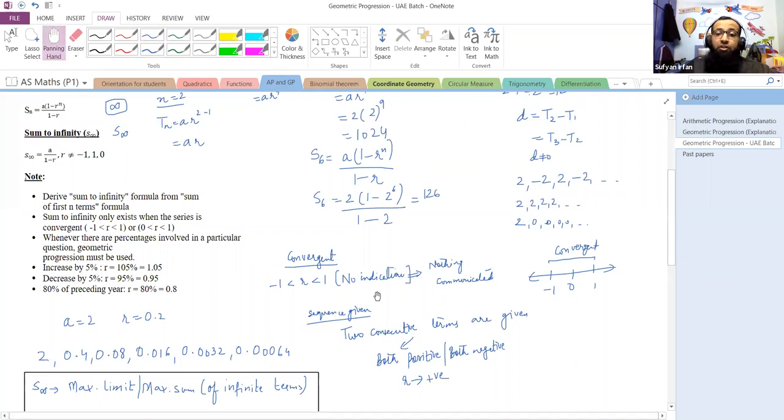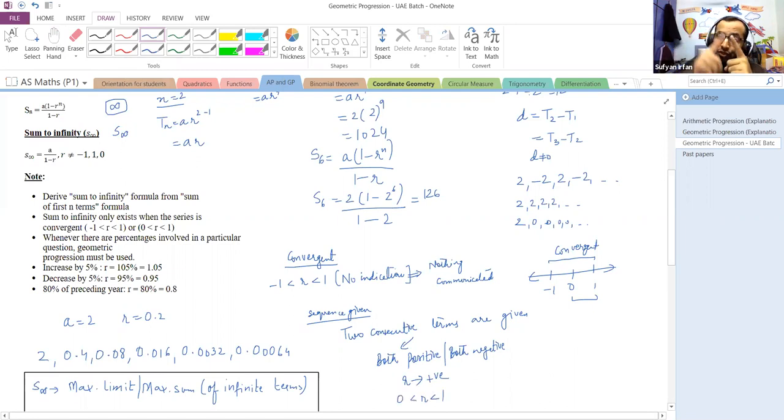However, if the examiner has given two consecutive terms and both of them are positive or both of them are negative, this means there's no difference of sign in both the terms. If the two consecutive terms are given and both are positive, the signs are the same for both terms. And if both are negative, then also the signs are the same. What does this mean? This means the common ratio R itself is positive, because had it been negative, the signs would have been different. So out of the broad condition of convergence from minus one till one, only zero till one will apply. This means R will lie between zero and one.